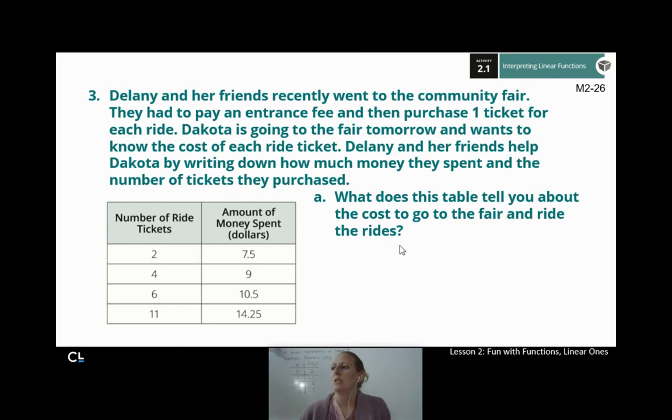So Delany and her friends helped Dakota by writing down how much money they spent and the number of tickets they purchased. So we got somebody who only did 2 tickets and it cost her $7.50. Somebody else did 4 ride tickets, but it cost her $9. Somebody else did 6 rides, but it cost her $10.50. And somebody else who did 11 rides, and it cost her $14.25. So I would start by finding the slope and see if you can figure out what this table tells you about the cost to go to the fair and to ride the rides. Go ahead, hit pause, work this out, play with it a bit, and then hit play when you're ready to check your work.